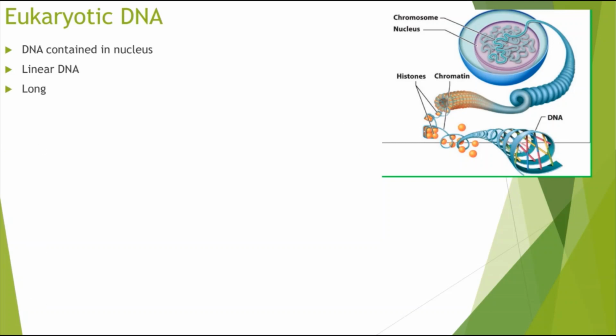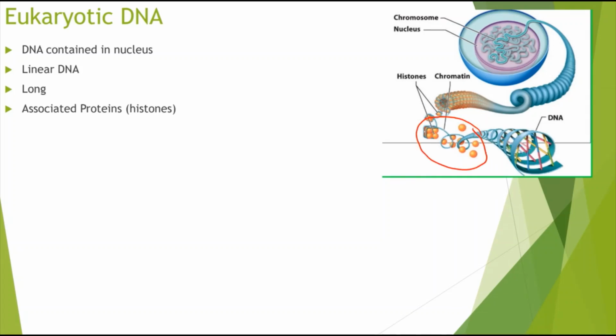And the eukaryotic DNA is very long, and it is associated with some proteins called histones. Looking at these, these are the histones. What they do is they help the DNA to coil together, so it becomes really compact, so more information can be stored in less space. This is the job of histones.